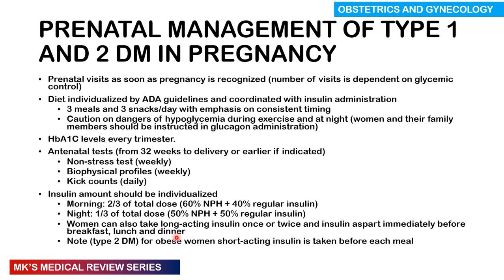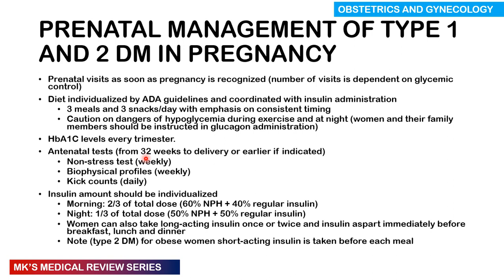Then we should check hemoglobin A1c every trimester. And then from 32 weeks up until delivery, or even earlier if it's indicated, we do a non-stress test weekly, a biophysical profile weekly, and we do kick charts or kick counts daily.